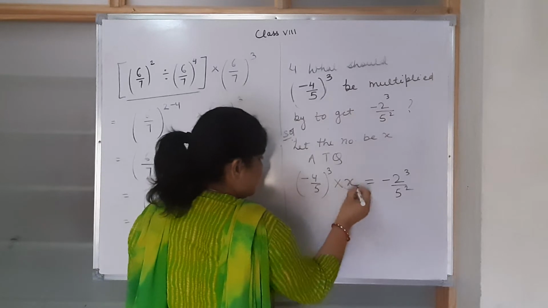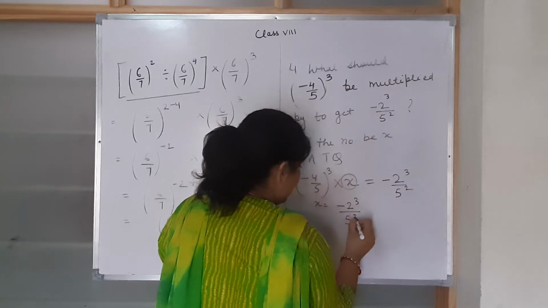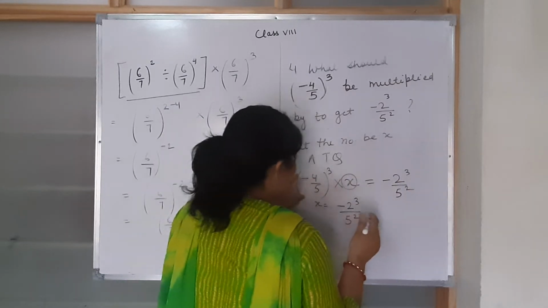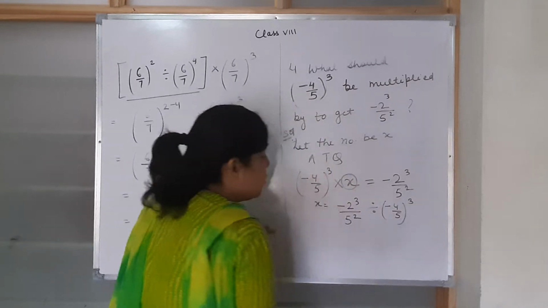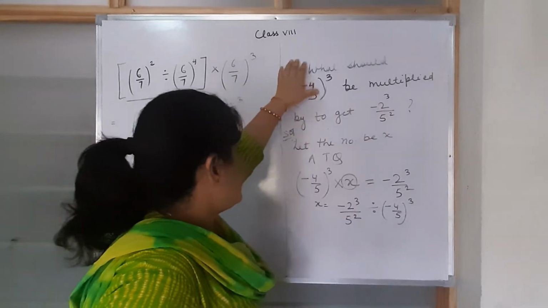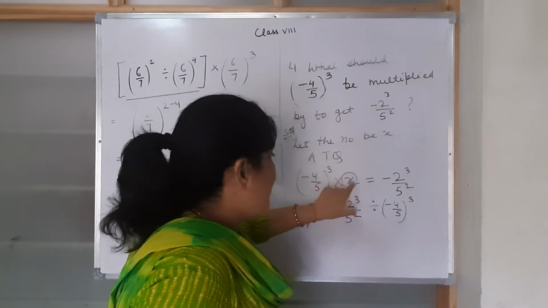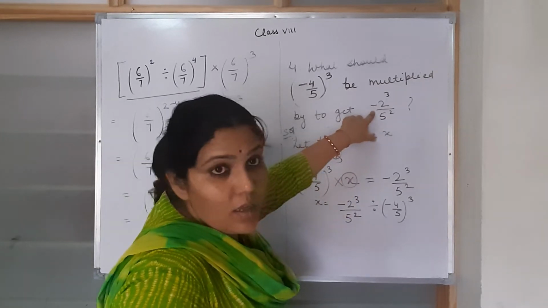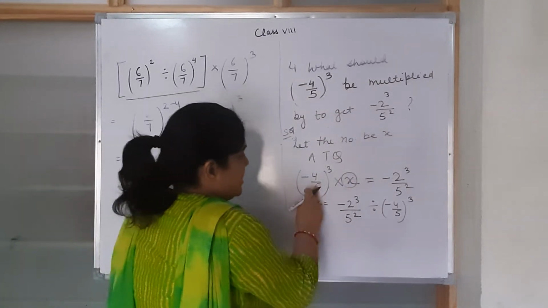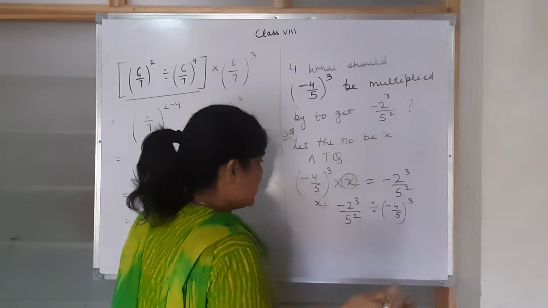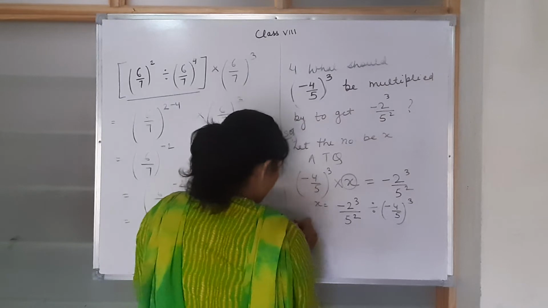Alright, so what are we going to do? Just look here. X we need to find. This is in multiplication here, so it will go in division. I hope everybody is very much clear. By what number should this number be multiplied? We should multiply this number by x, so that our product should be (-2)^3/5^2. Now x we need to find. This is in multiplication. When we shift from the left hand side to the right hand side, this will go in division. Alright, now how will we solve that?